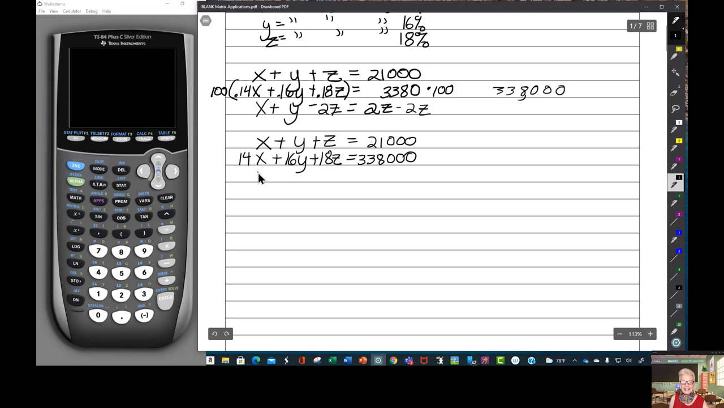Meanwhile, in the third equation, we'll have X plus Y, not plus, but minus 2Z.